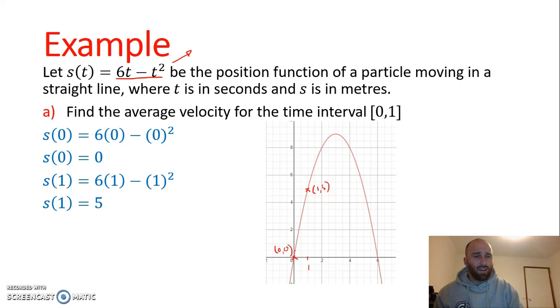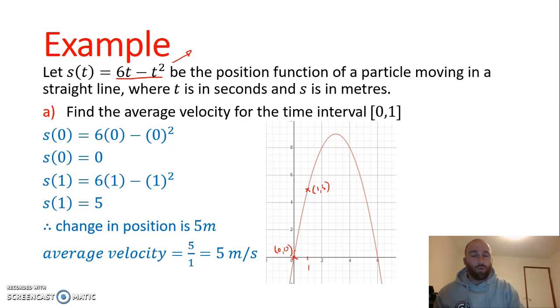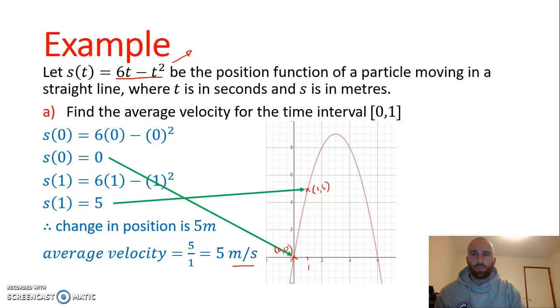You can probably see it in your head if you're able to work it out. The change of position is 5 meters, therefore the average velocity will be 5 divided by 1. It's the change of position divided by the change in time. We get 5 meters per second, and that's what that terminology represents. So it's traveling 5 meters for every second within the first time interval of 0 to 1. The 0 is the 1 down there, and the 5 is the 1 across.